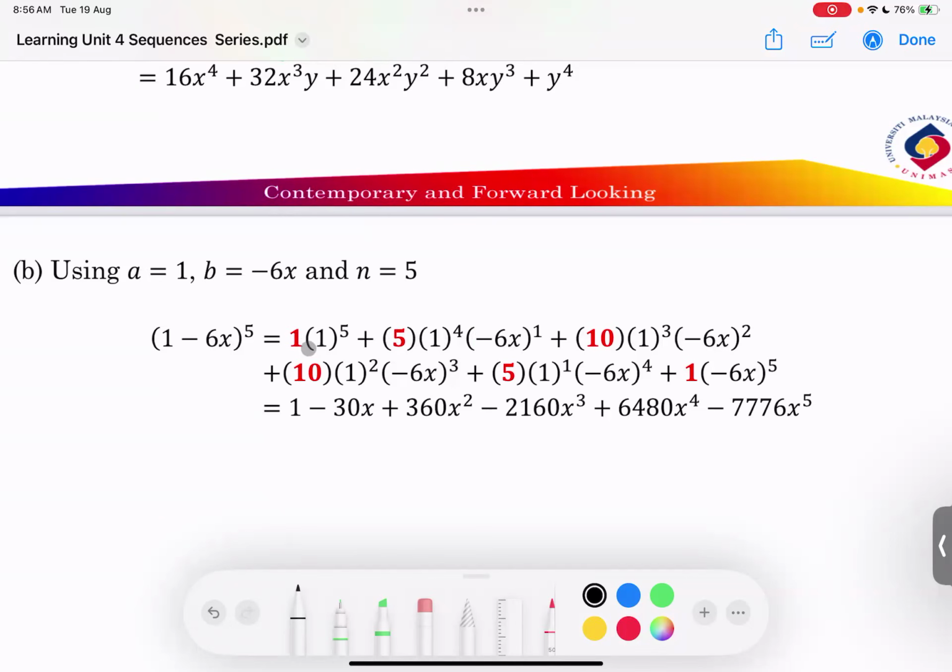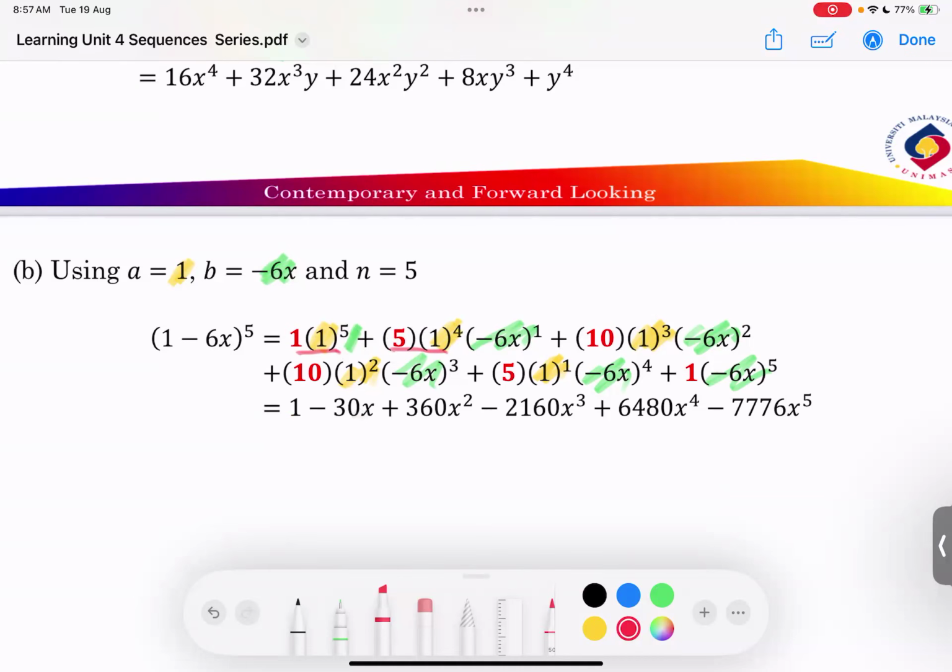Let me repeat one more time. This one is your a, which is your 1. So for a, a^5, a^4, a^3, a^2, a^1. As for your b, negative 6, this one is b^0, then b^1, b^2, b^3, b^4, b^5. After we get this done, we start to multiply these together. So this one, 1 times 1 to the power of 5 is 1. And then this one, negative 6 times 5 is negative 30.